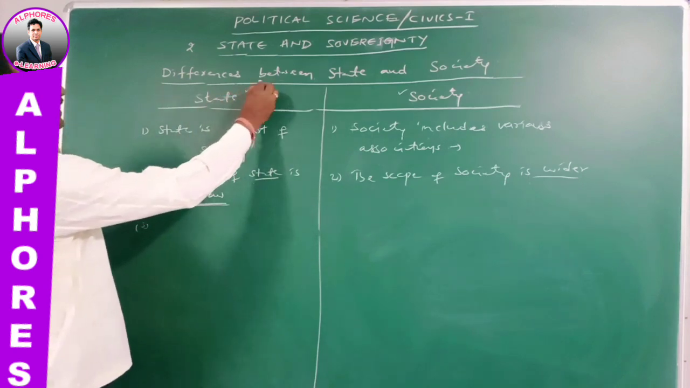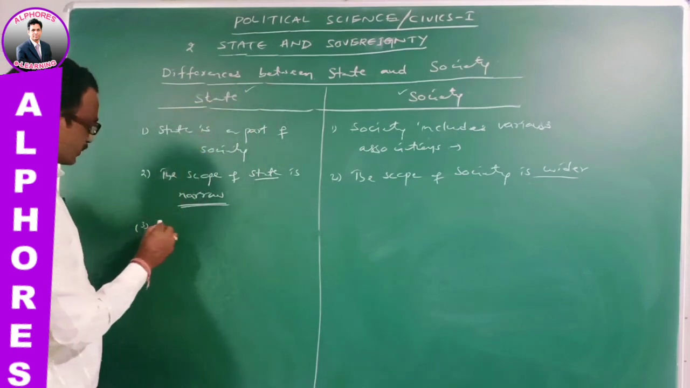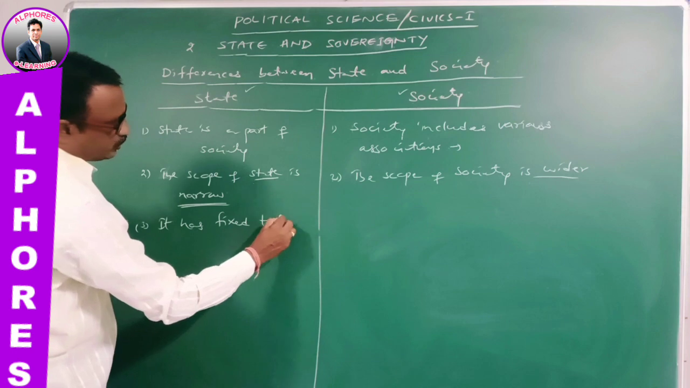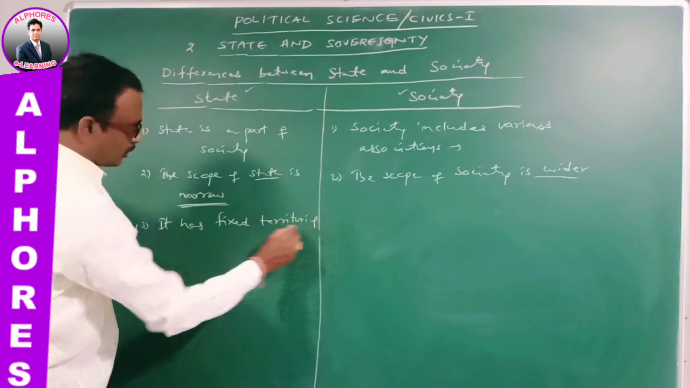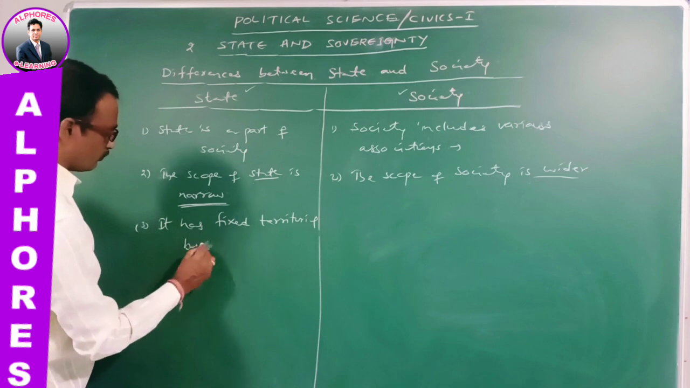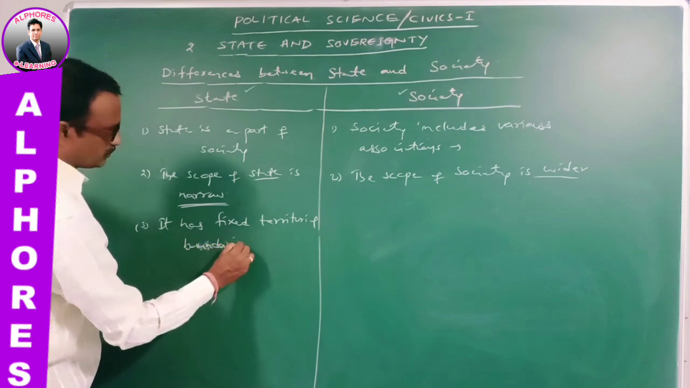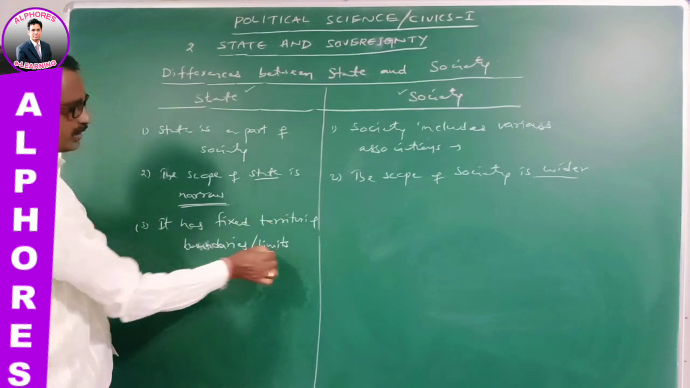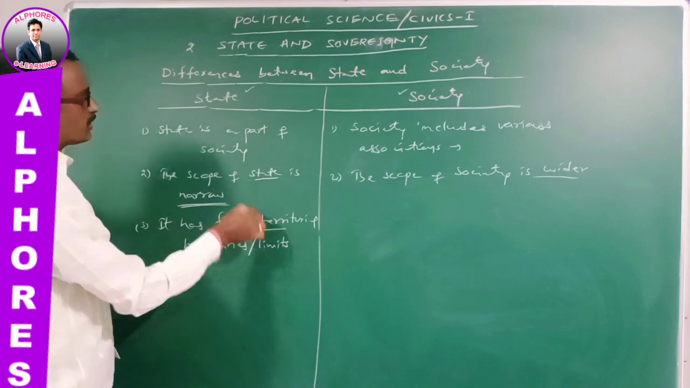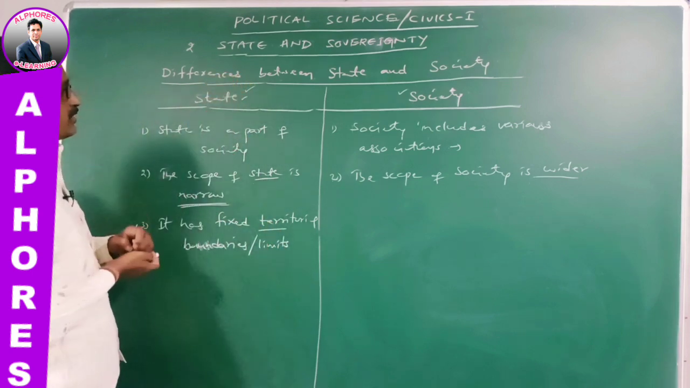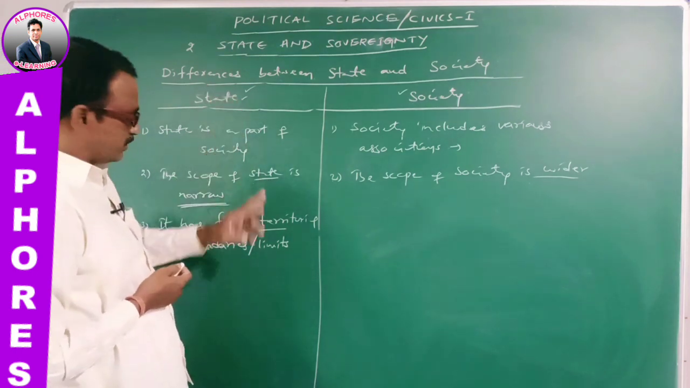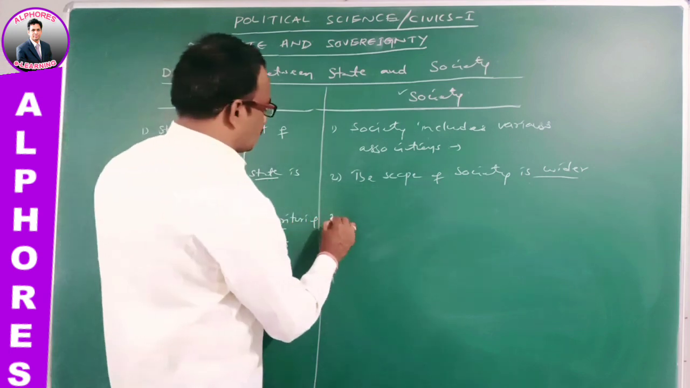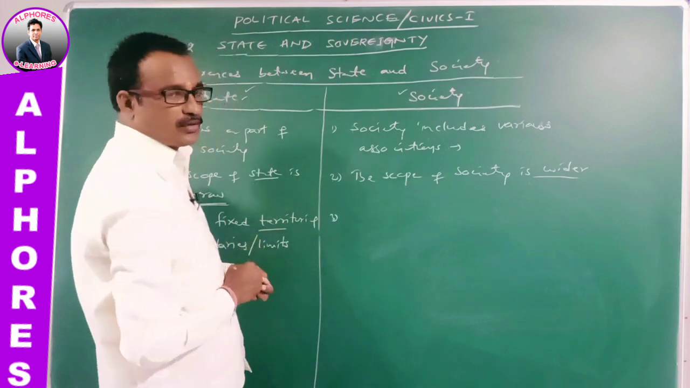Then state has fixed territorial boundaries. Territorial boundaries are territorial limits. So it is one of the important features or elements of a state, because every state has how many elements? 4 elements. It is one of them. So without territory there is no state, whereas society does not have such territorial boundaries.